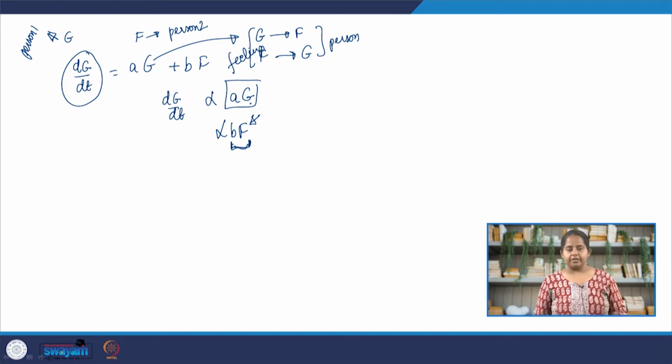So let's say if F thinks that G is a good person and wants to be good friends with G, then F is going to be positive. So this is going to improve the feelings that G has towards F.